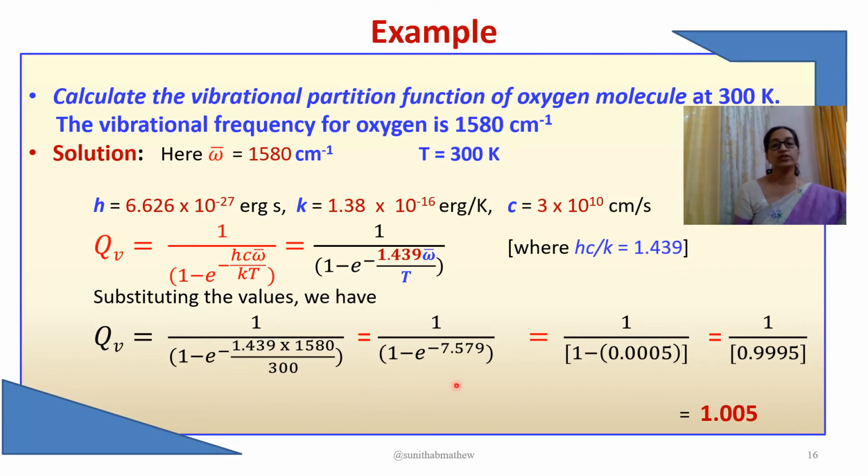On substituting the value, we will see that the number of thermally accessible states is very less as compared to the rotational and translational. In the translational we have seen it is 10 to the power 28. In rotational it was 72. Here it has come around 1.